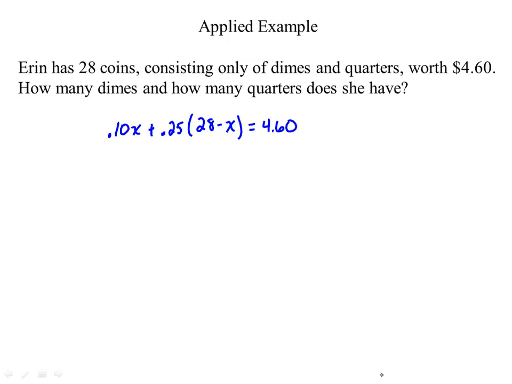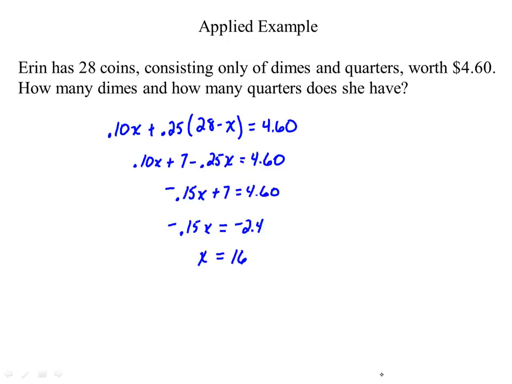Remember, going through here, again, you're doing the distributive property. So 0.25 times 28 is 7. 0.25 times negative x is negative 0.25x. Then what I did is I combined the 0.10 and the negative 0.25 and got negative 0.15x plus 7.